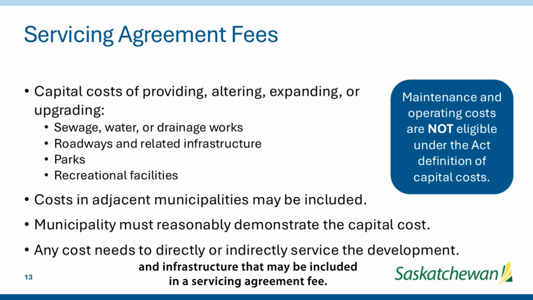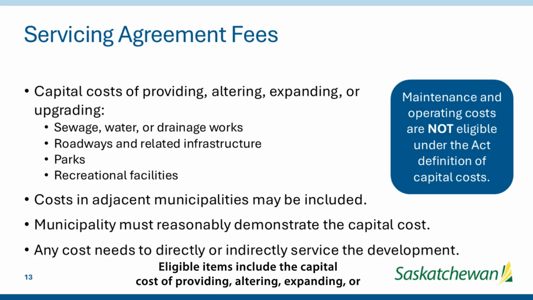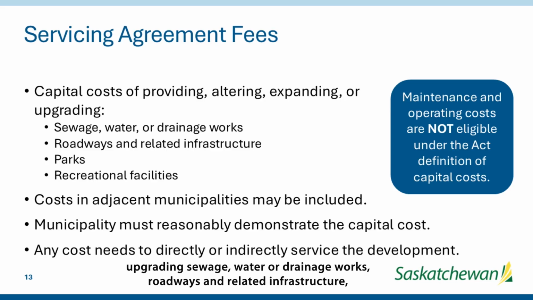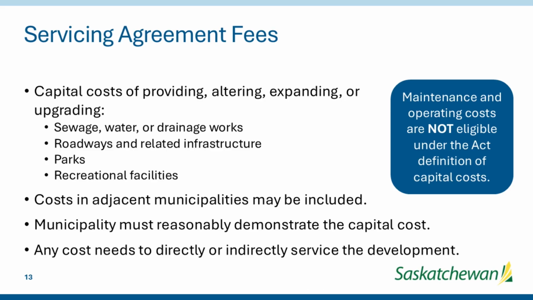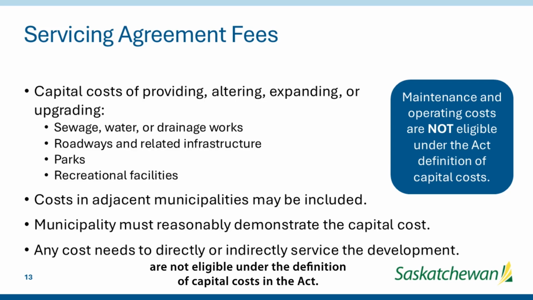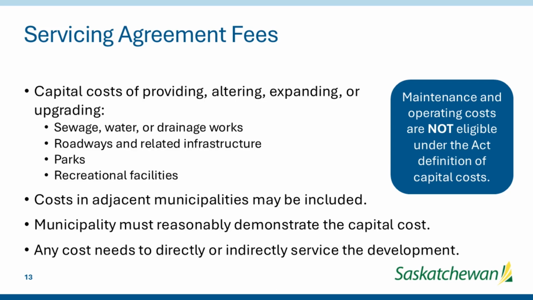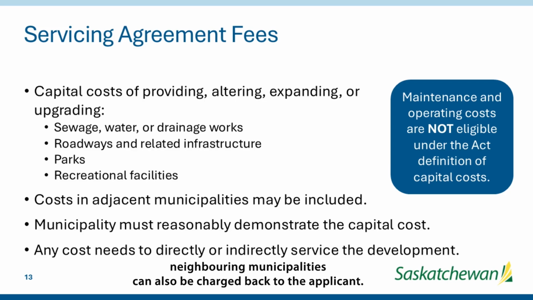The Act is specific in the types of services and infrastructure that may be included in a servicing agreement fee. Eligible items include the capital cost of providing, altering, expanding, or upgrading sewage, water, or drainage works, roadways and related infrastructure, parks, and recreation. Maintenance and operating costs are not eligible under the definition of capital costs in the Act. Eligible costs incurred in neighboring municipalities can also be charged back to the applicant.